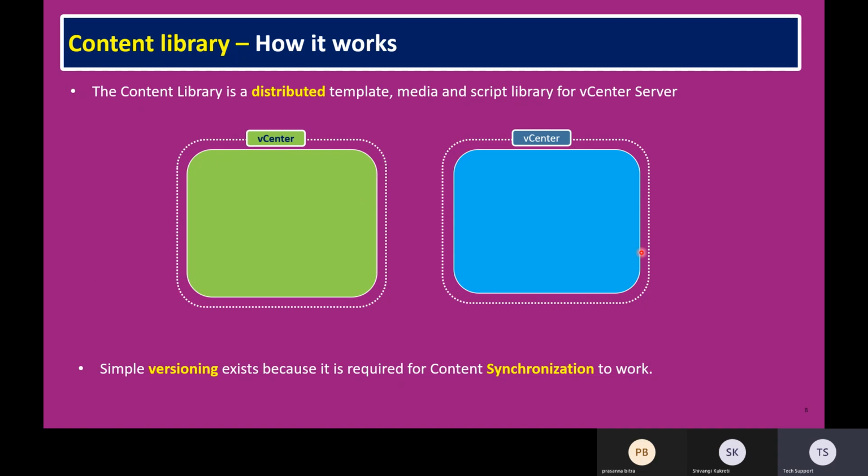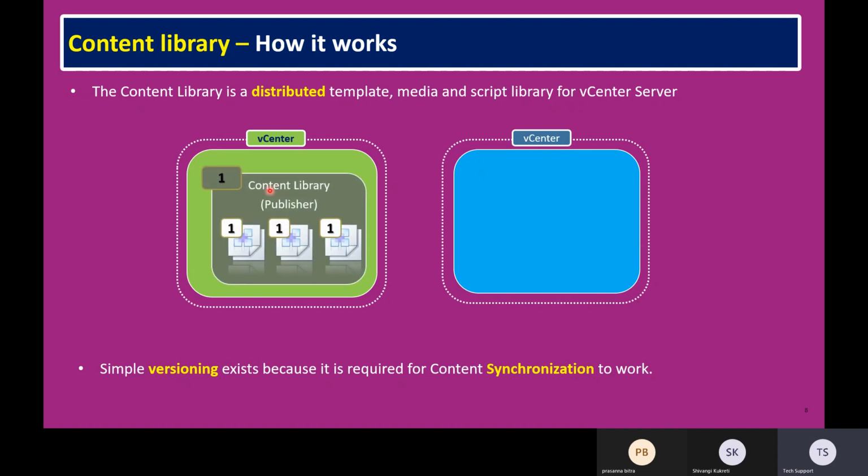We have two vCenter servers. Within these vCenter servers, first I created a content library in the primary vCenter. When we create the first content library, it is considered a content library for the local vCenter only. But we have an option to give it publisher permission. When we give publisher permission, it creates a version among your templates and all the files, version 1. So this is considered a publisher content library.